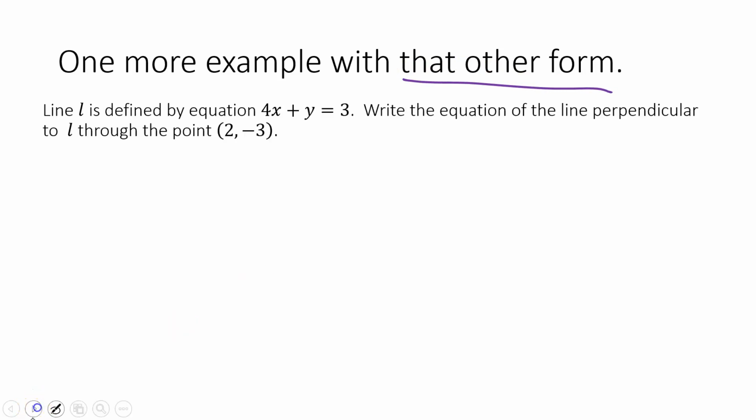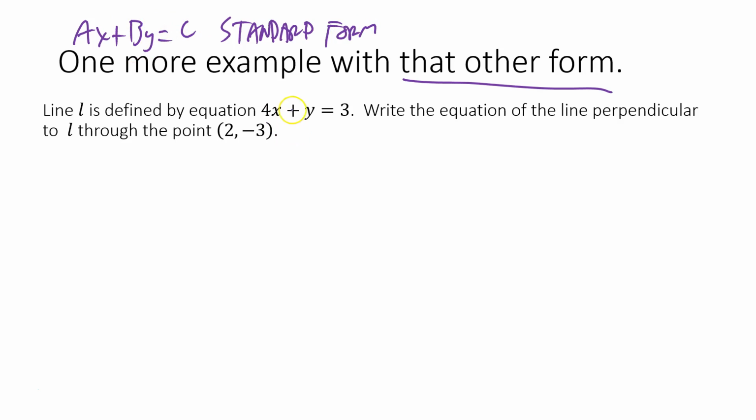All right, one more example with that other form. So that other form, no one ever uses this, right? You might have seen it back in Algebra 1 or Geometry: ax plus by equals c. This is called standard form. And standard form is useful if you want to find intercepts of a line. But other than that, sometimes in a real life situation, like you're selling so many t-shirts for so many dollars, sometimes you'll have some kind of an equation like this, but it's really not very useful in math.